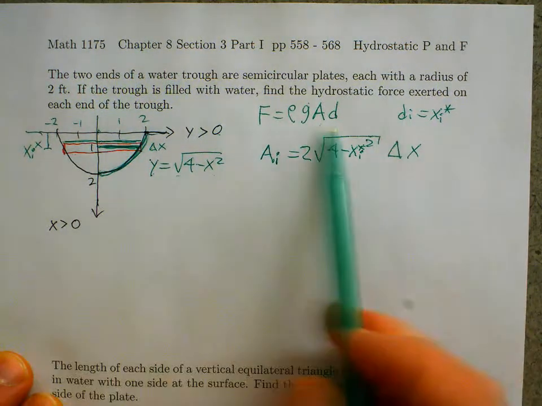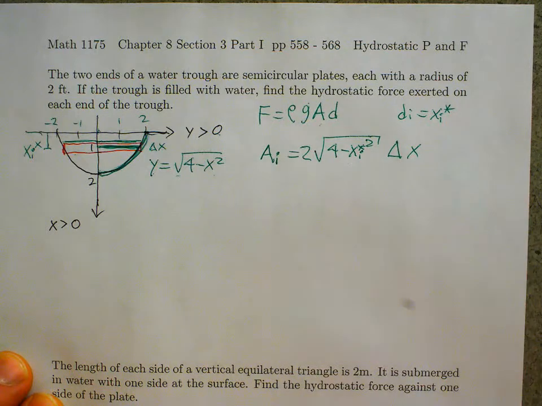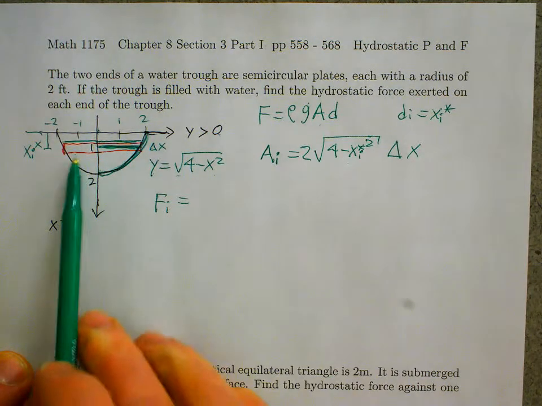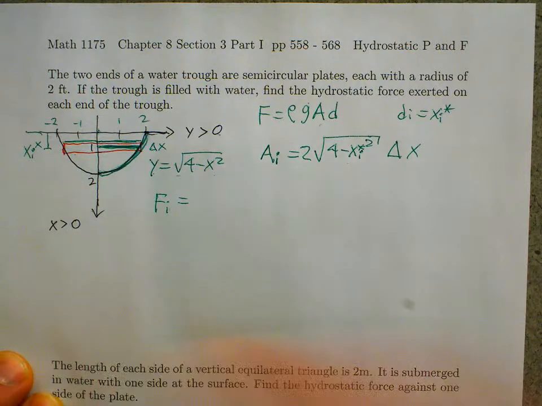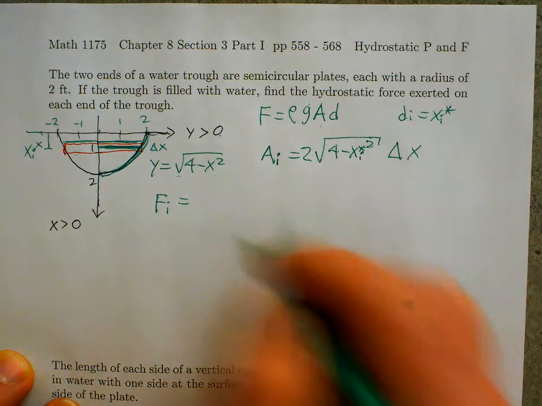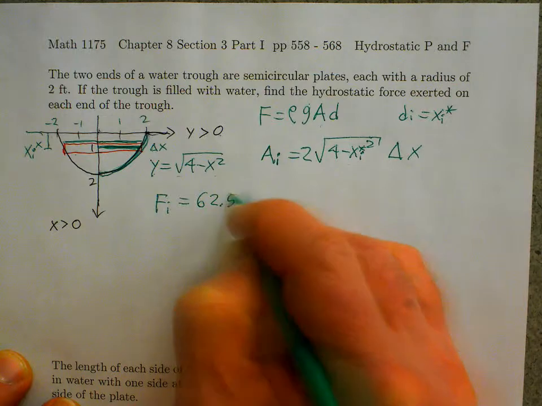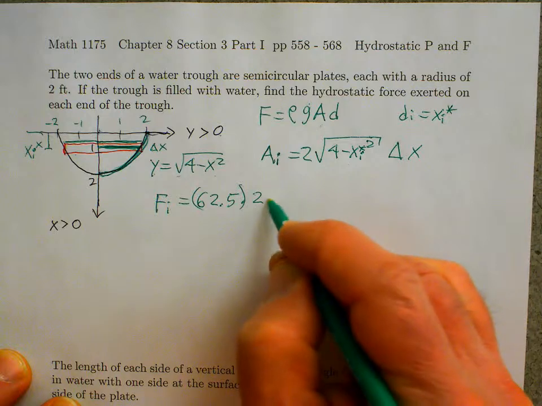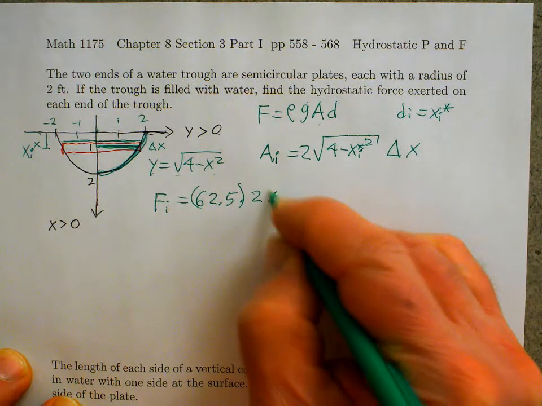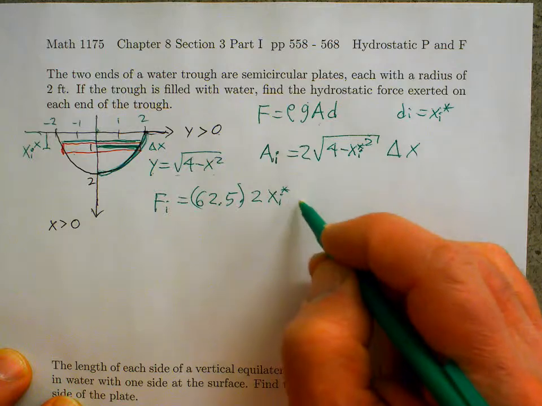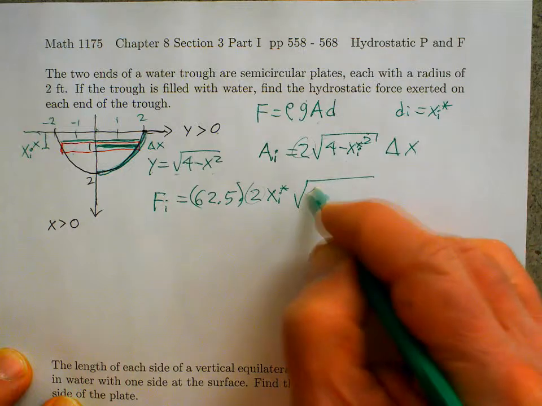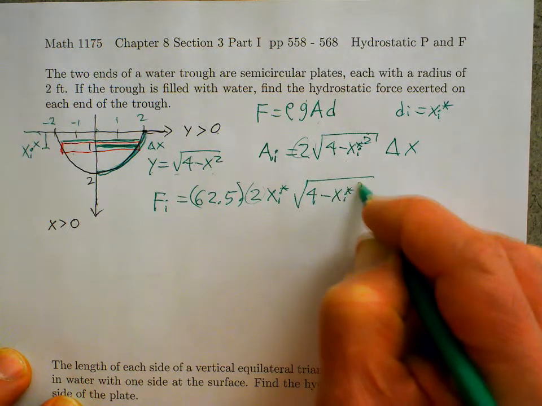And since we're measuring in feet, rho times g, I'll just replace that with 62.5. So F sub i, the hydrostatic force on that rectangle, is 62.5 times 2 times x sub i star. This 2 goes from there, and then the square root of 4 minus x sub i star squared delta x.